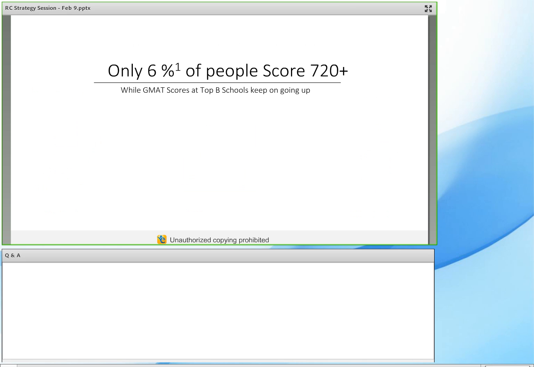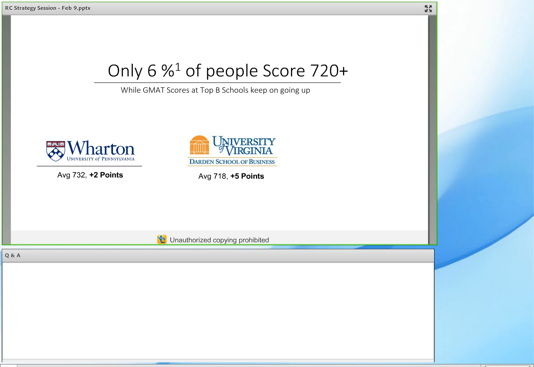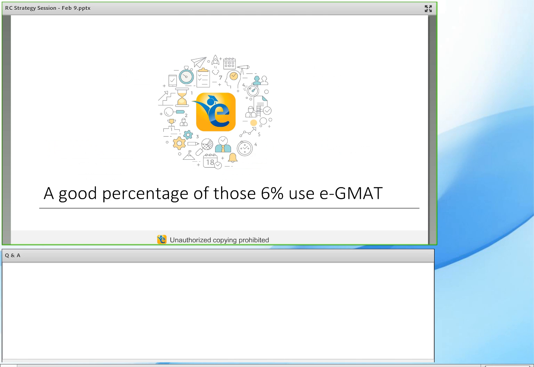Earlier on, we asked what your target GMAT score is, and more than 50% of the folks wanted to get a score of 720 or higher. Statistically, only 6% of people get to that score, despite the fact that median scores at top B schools have shown an upward trend over the last 5 years, and this year has been no different. Here is some data from the second half of 2018, more or less.